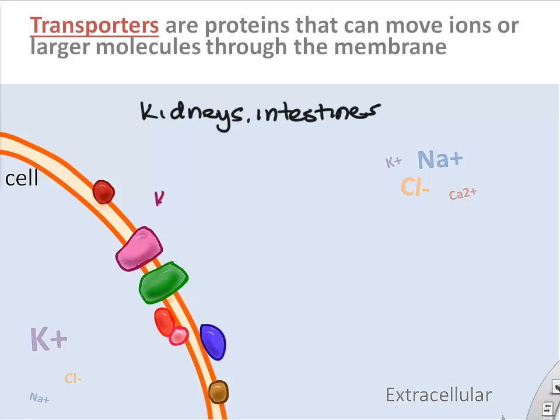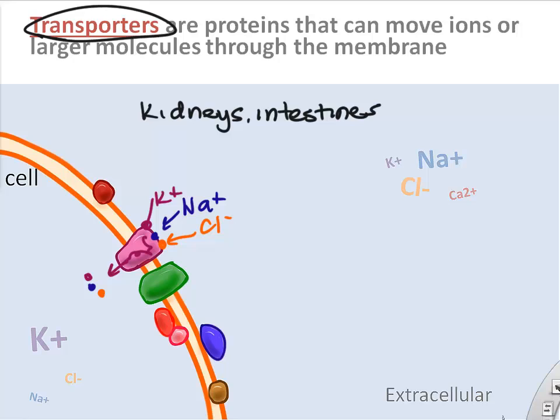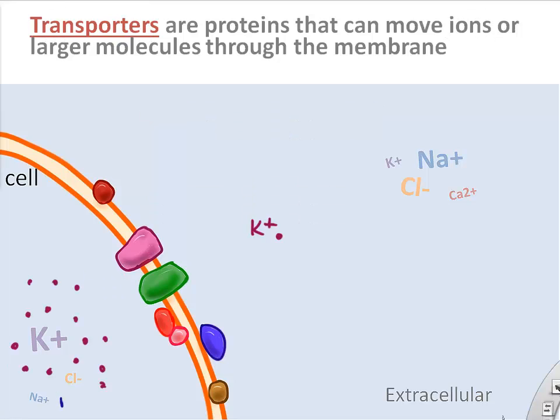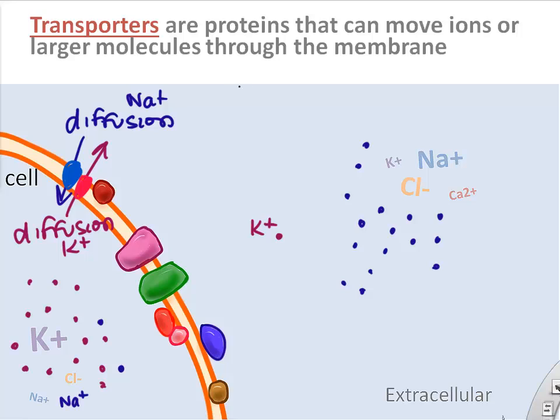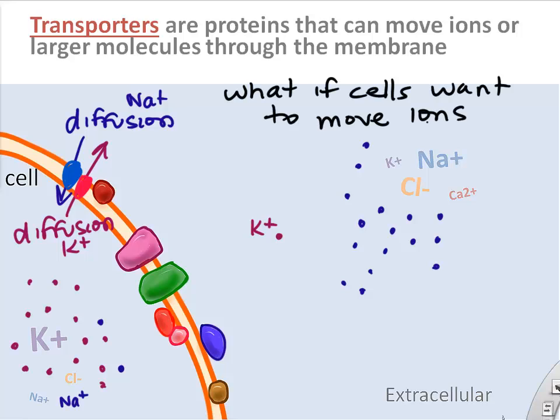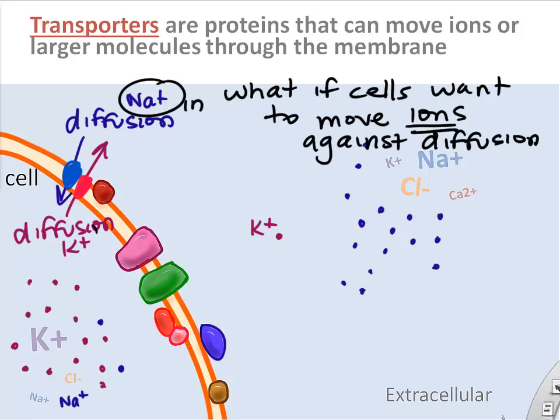Examples in the kidneys and intestines, we actually have protein transporters that can grab a potassium, a sodium, and a chloride and shuttle them all through into the cell. So sometimes ions are actually grabbed by these transporters, and usually it always relies on diffusion. Sometimes, though, the cells will want to move ions against diffusion. So what if a cell wants to move sodium out and potassium into the cell? Again, that's against the direction of the diffusion of those natural molecules.